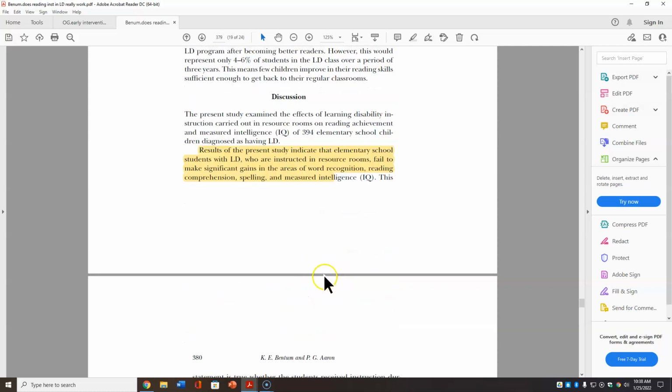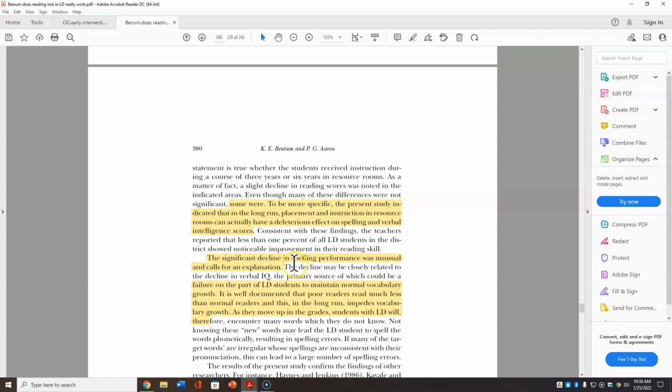And then the discussion, and this is interesting as well. Results of this study indicate that elementary students who are instructed in resource rooms failed to make significant gains in areas of word recognition, reading comprehension, spelling, and measured intelligence, IQ. All right. To be more specific, the present study indicated that in the long term, placement and instruction in resource rooms can actually have a deleterious effect on spelling and verbal intelligence scores. Notice that this says it doesn't prove that, because studies don't prove, it just indicates or it may suggest.